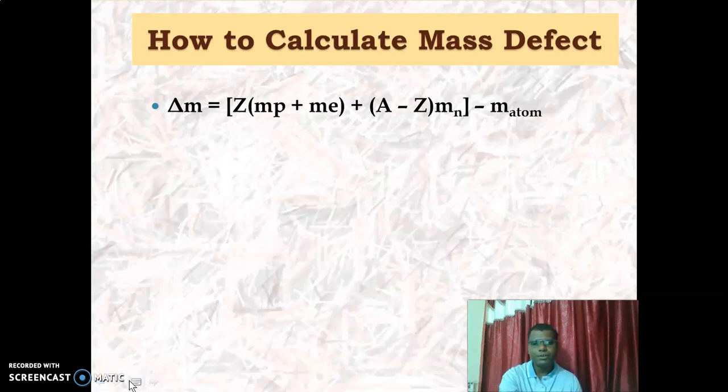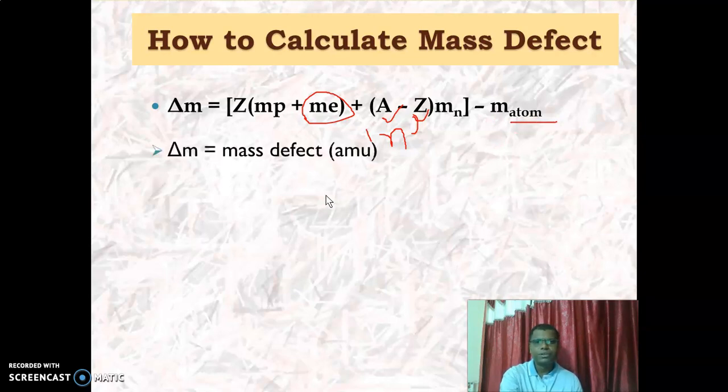Definitely, this mass of the electron is going to be very negligible when compared with the mass of the proton, plus (A minus Z). A is the mass number and Z is the atomic number. So A minus Z indicates the total number of neutrons present in the nucleus of the atom. So the total number of neutrons into the mass of a single neutron, minus the mass of the atom, the expected mass. So here delta M is the mass defect, that is the missing mass, the difference between the actual mass and the expected mass of the nucleus of the atom.